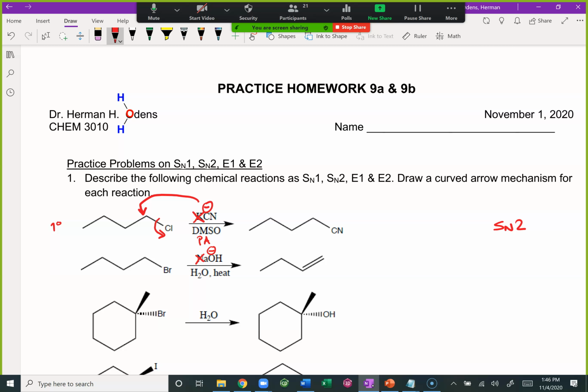And the hydroxide has the coolest initials there in chemistry. No, I'm just kidding.